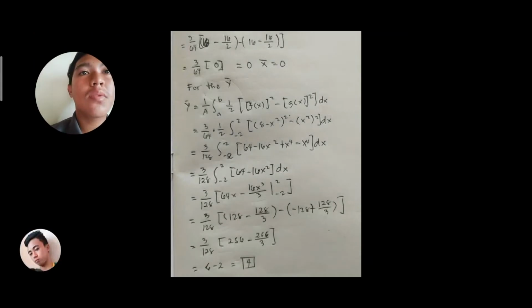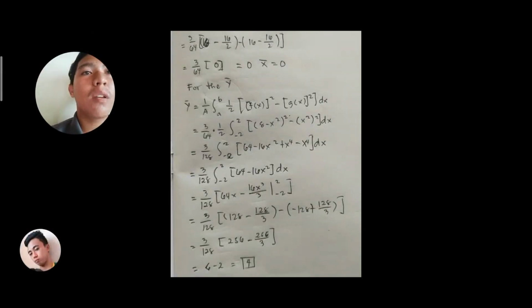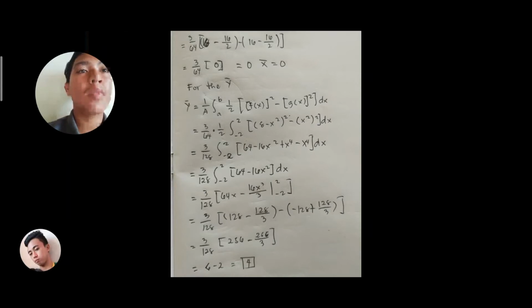3 over 64 multiplied by 16 minus 16 over 2, minus 16 minus 16 over 2. And now this is the answer. 3 over 64 multiplied by 0 is equal to 0, and the x bar is equal to 0.